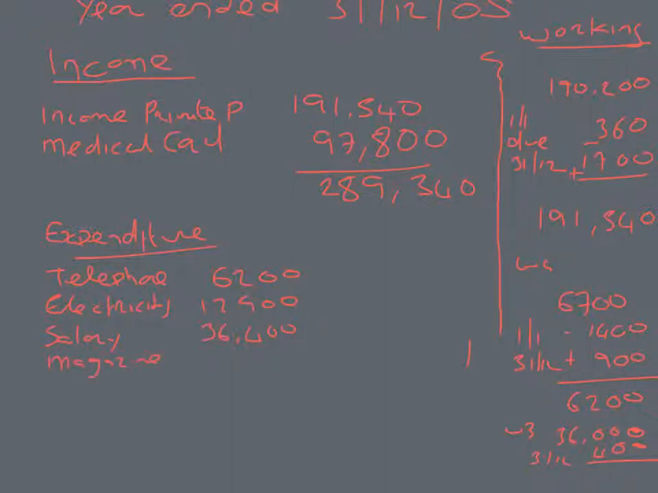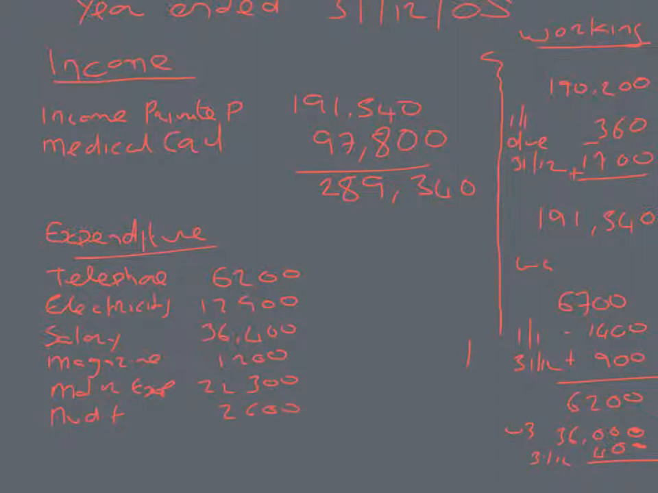Then next one is magazines, and that is 1,200. No additional working. The next one is motor expenses. There's no additional working for motor expenses. That's 22,300. Next one then is audit fees, no workings for that. So our audit fee is 2,600.